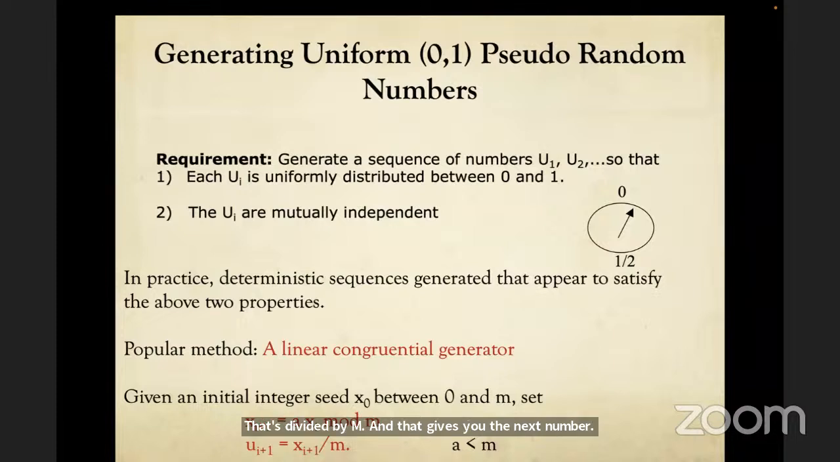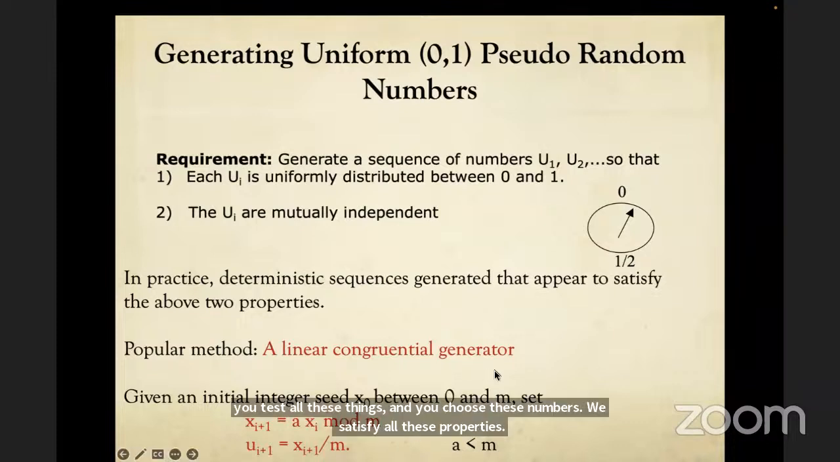Now, we choose m. How do we choose a? People have spent a lot of sweat and blood doing these things very empirically. They've done all kinds of massive tests on uniform numbers. You throw them in 10 dimensions, they should fall nicely in a hypercube in 10 dimensions or in 20 dimensions. If you draw their sequences, they're increasing and decreasing the way independent numbers should behave. So you test for all these things and you choose the numbers which satisfy all these properties. So that's the broad idea here.